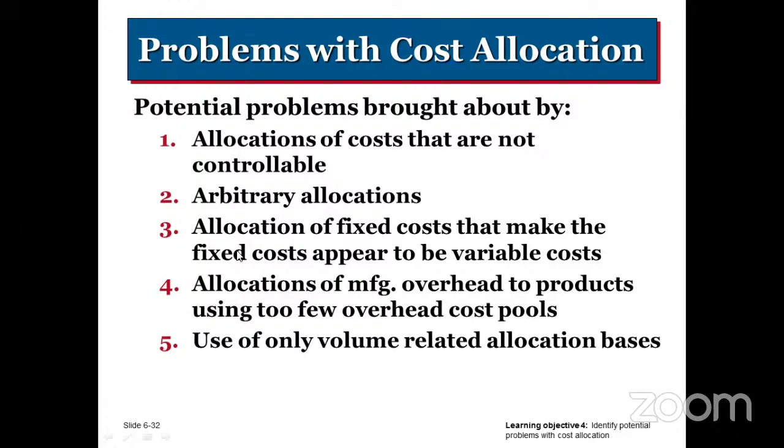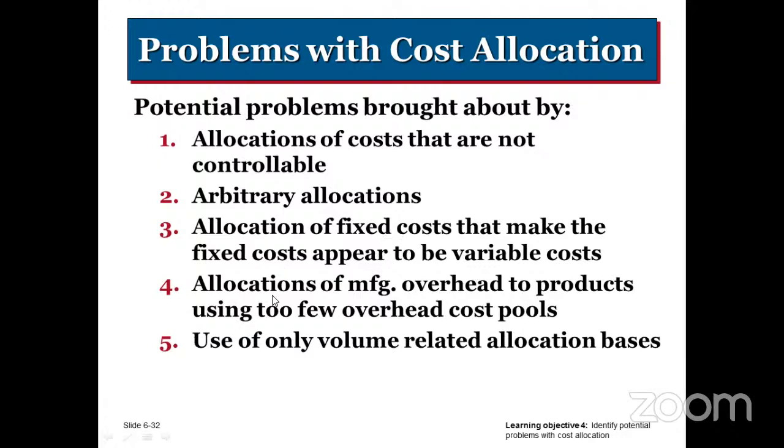Allocation of fixed costs that make the fixed cost appear to be variable cost. This one is very relevant. As I say, just now one example lah. It's like your labor cost. You become fixed cost, but you keep increase the cost more, you become the variable cost. Then we will go into explanation later on.